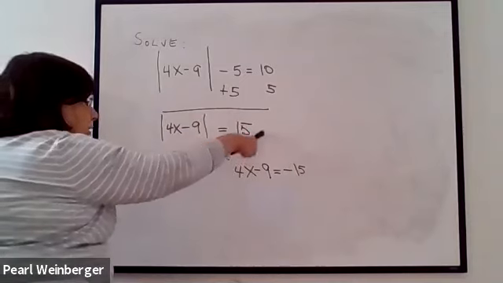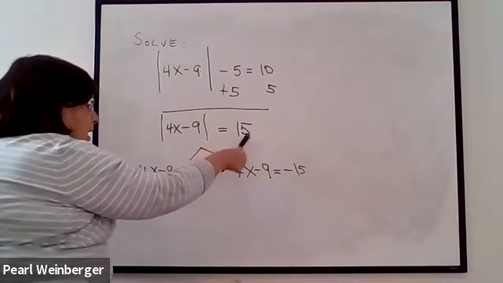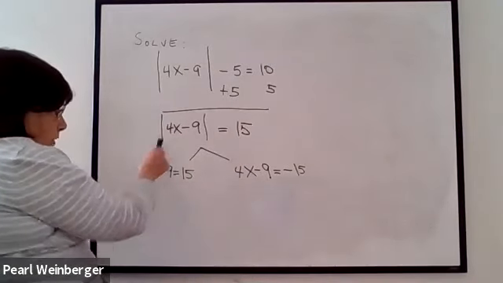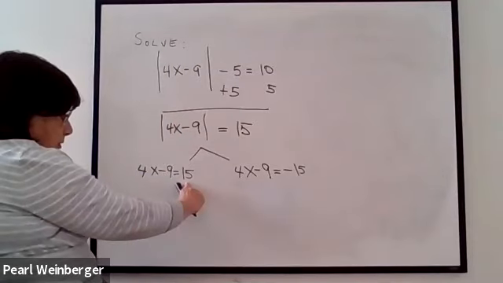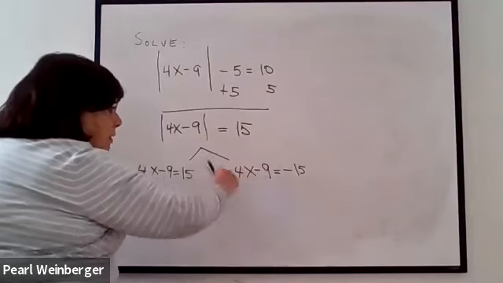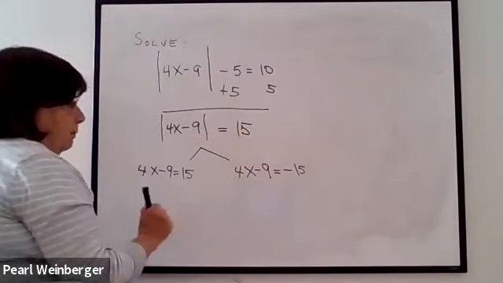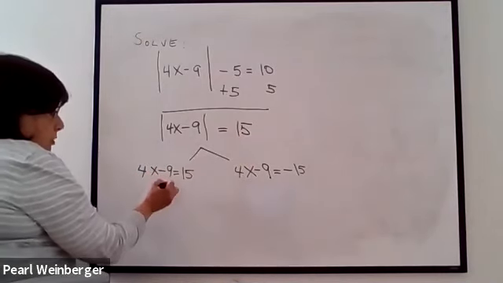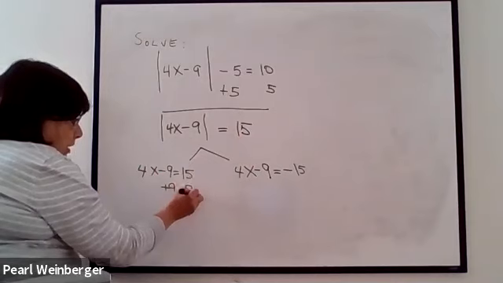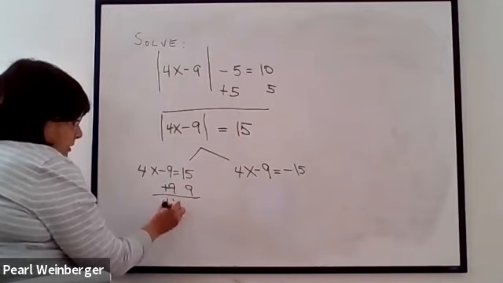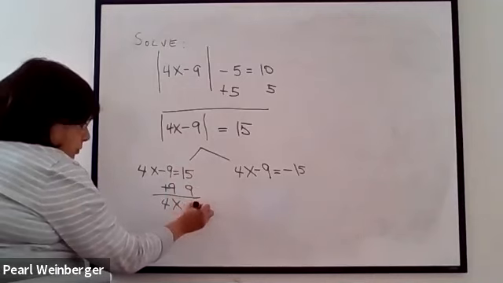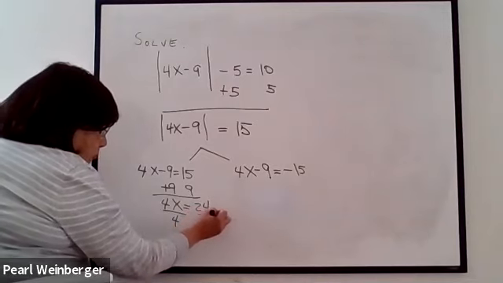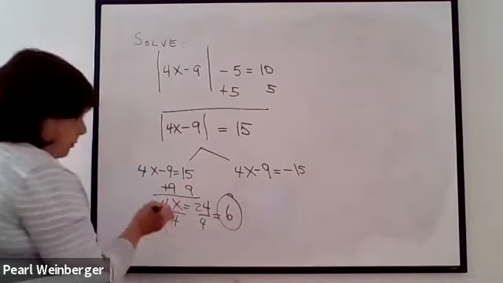You take this number that's on the other side of the equal sign, which has to be a positive number, and you set one equation by just dropping those absolute value signs, and you get the other equation by just changing this, giving the opposite sign, and then you have 2 equations that you have to solve. So let's do this one. We're going to do it by adding 9 to both sides, which will give us 4x equals 15 plus 9, which is 24. And when I divide by 4, I get one answer, which is x equals 6.